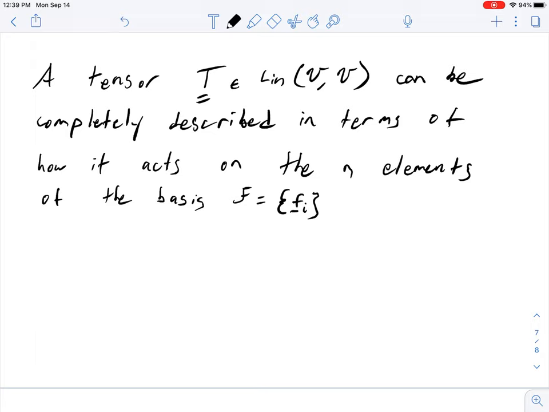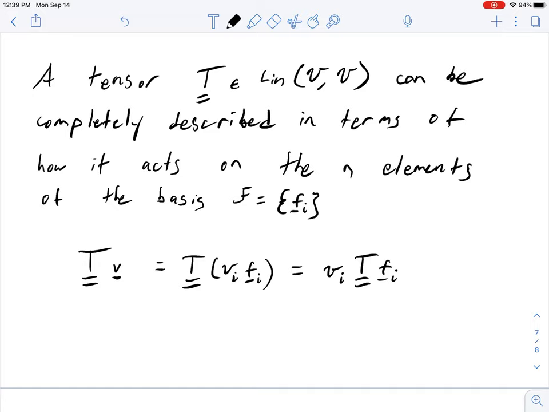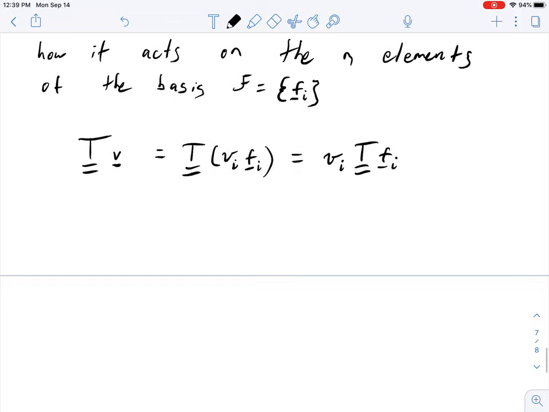So if we wanted the action of T on v, that is equal to T acting on v_i f_i, which is equal to v_i, we can take the scalar right out of that, times T acting on f_i. Well, for each i, the outcome of T times f_i can be expressed in its n components relative to the f basis.